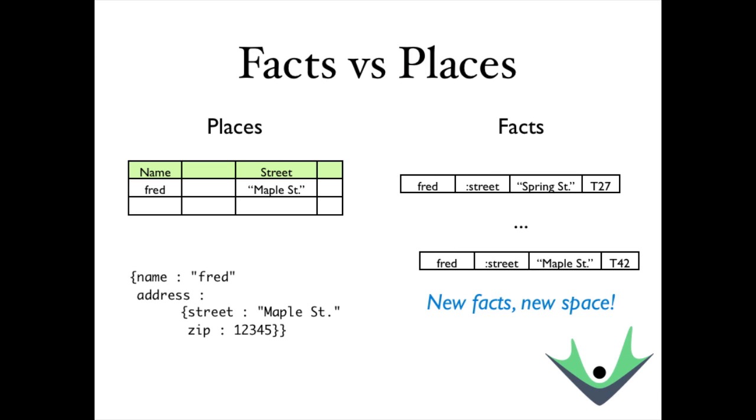And so what's required when you start using a system based around facts is that you have some way, the system needs to know, for instance, that you don't live at more than one street at a time, and it needs to make it efficient to find out where does Fred live right now. And that's what Datomic does.